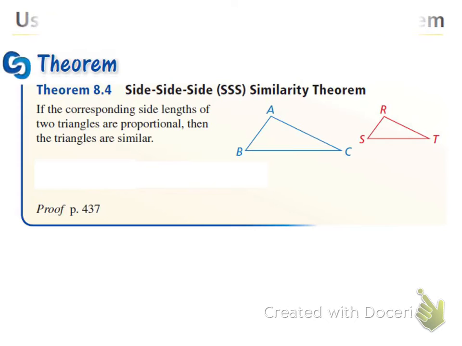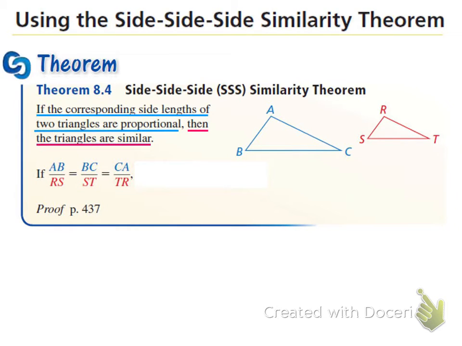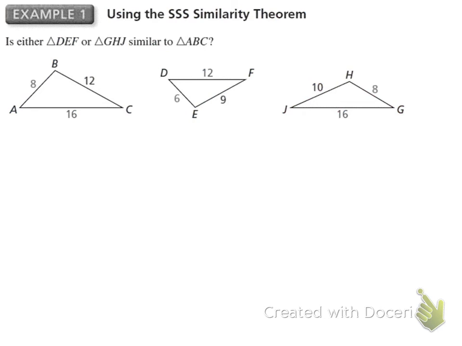So side, side, side is really, really simple. If all 3 sides are proportional, then you have similar triangles. So you're going to set up a proportion like this with their lengths. This is actually the section and the reason you have 2 to 3 highlighters out, because it's in black and white, it's a little harder to see.